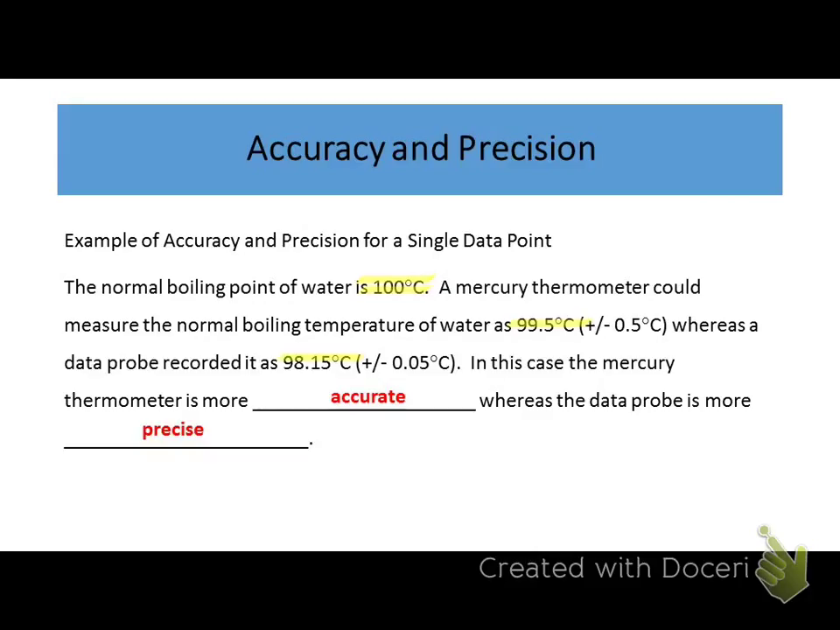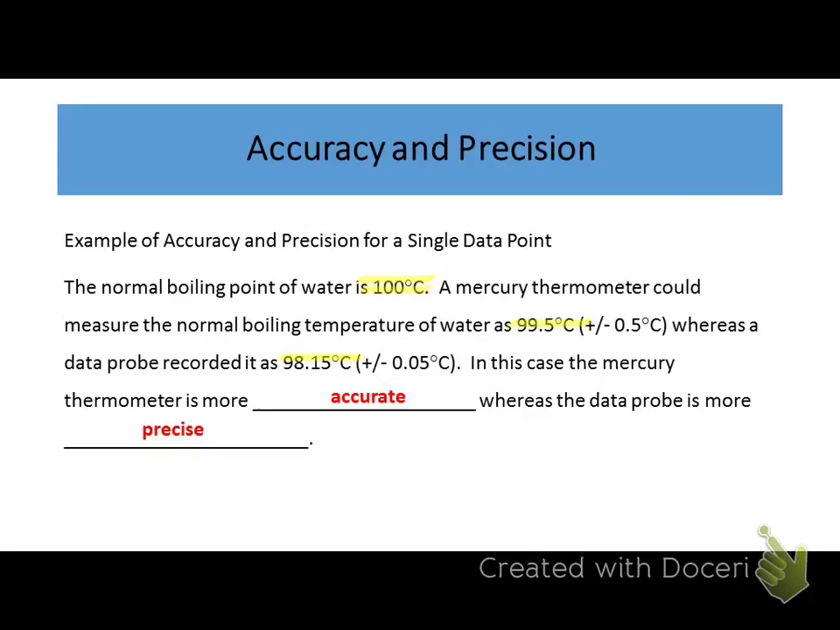So let's compare the two. The mercury thermometer versus the data probe. Which one gives us a more accurate measurement? In other words, which one of these gives us closest to the true value? If you said the mercury thermometer, you would be correct. The mercury thermometer is more accurate. However, you will see that the data probe is more precise.